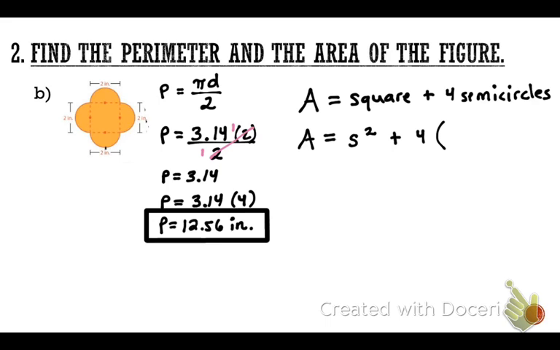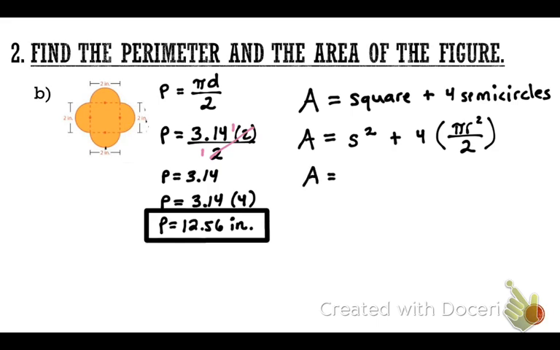Remember, we want the area, not the circumference. Pi r squared divided by 2. Correct. Pi r squared, that's the formula for the area of a circle. But we have semicircles, so we're dividing by 2. So now we're going to go ahead and plug in some points.